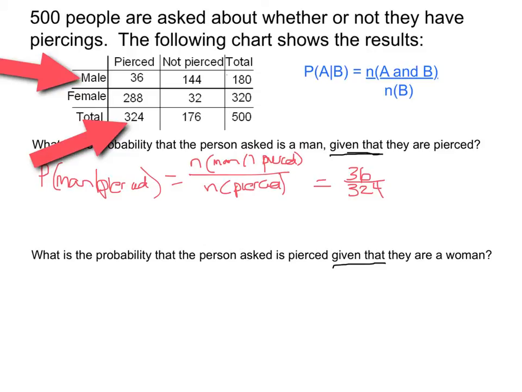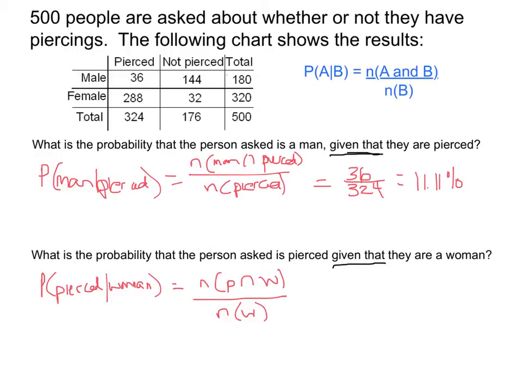And when I do this division, I get that the probability is 11.11%. That is the probability that a person who is asked will be a man, given that we know that they are pierced. Okay, let's look at the second question.